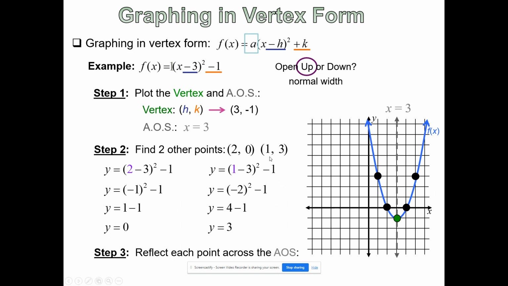Okay, so let's look at another example. I know maybe this part here, finding the 2 points, might be challenging for you, but hopefully we can at least find the vertex, the AOS, and draw our parabola from there.